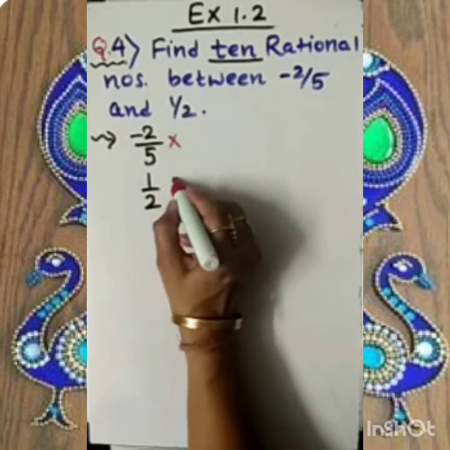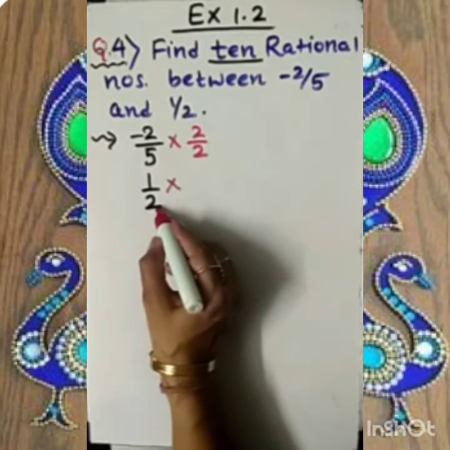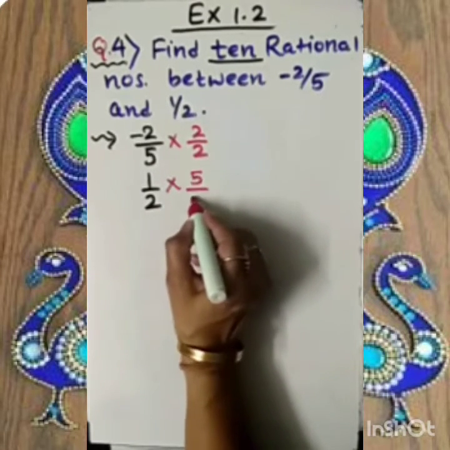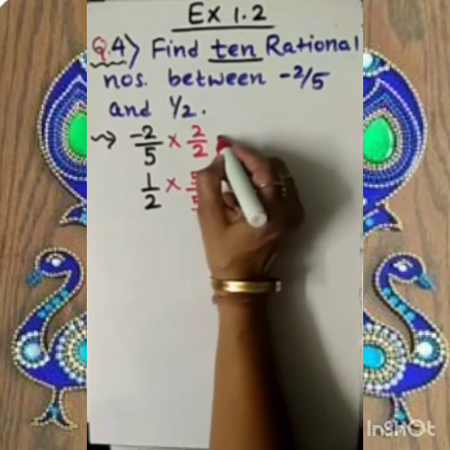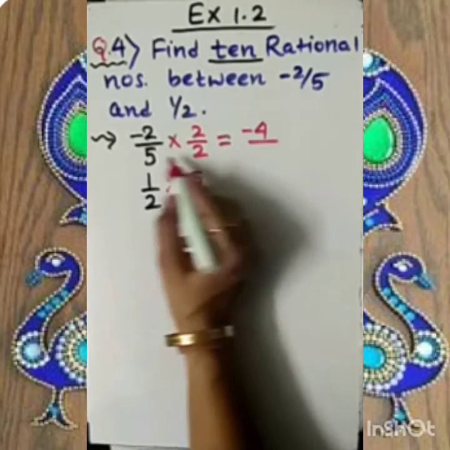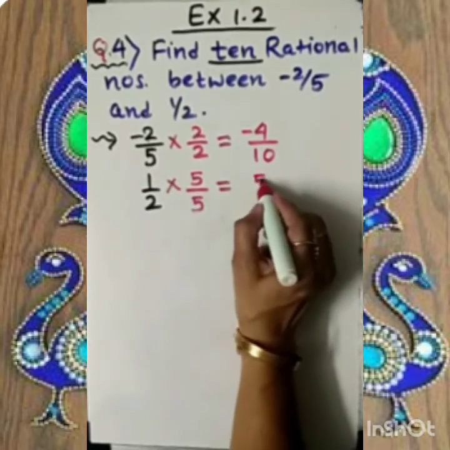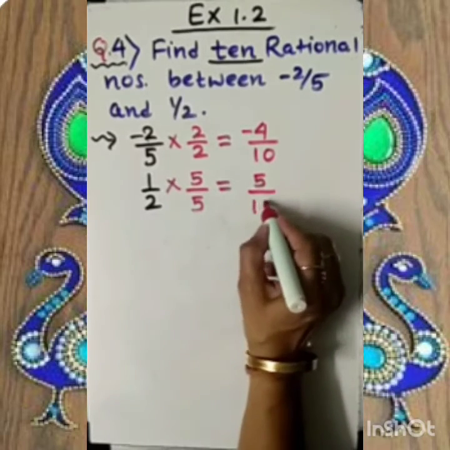So I need to multiply. Here it is 5, so I need to multiply with 2 here. Here 2 is already there, then I need to multiply with 5 here. Fine. So what will be the number? 2 fours are 4... 5 twos are 10. 5 ones are 5. 5 twos are 10.